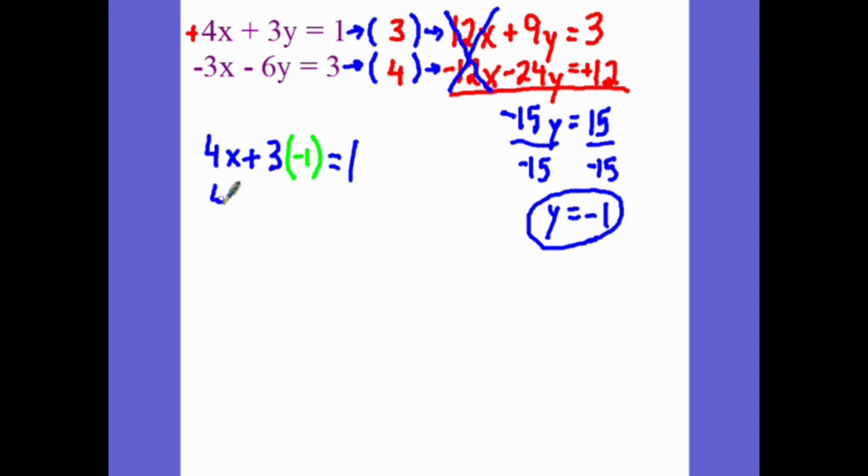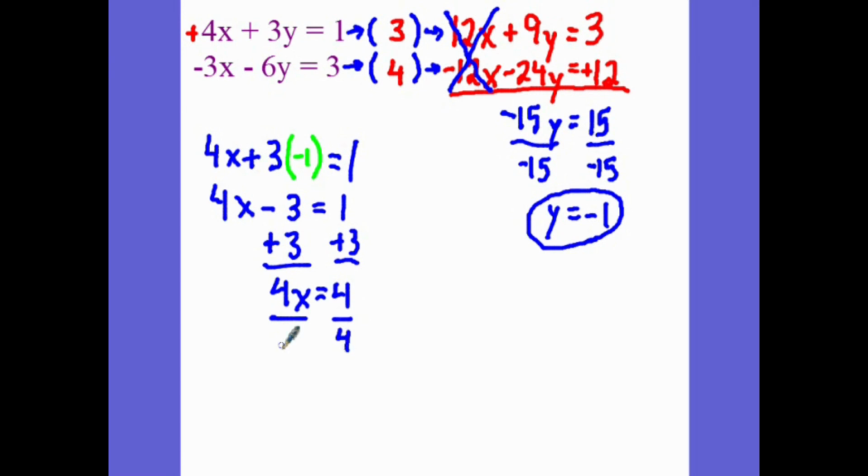Next, I'm going to solve this by multiplying 3 times negative 1. Add the 3 to both sides. You get 4. 4 is touching the x, and that's just gross. So we're going to divide both sides by 4.